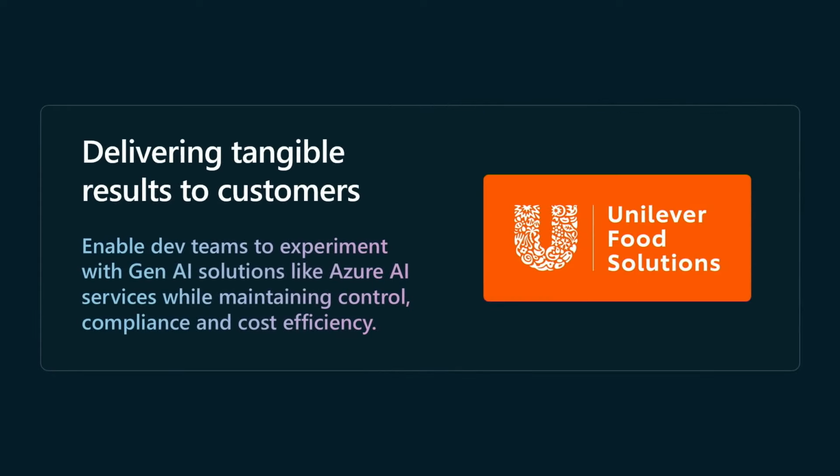So now, one customer from Capgemini, Unilever Food Solutions, that's actually this one request. They wanted to envision what they could do with GenAI, with Azure AI services. They want to enable all their teams to work with GenAI solutions like Azure AI services, semantic search, and other kinds of capabilities.